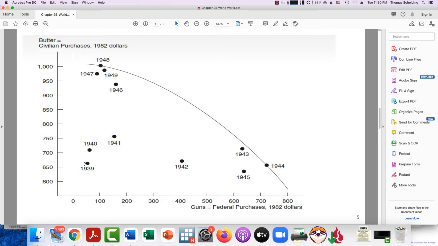And then what you start to see by 1942, when the U.S. is now ramping up to fight the war, is it's pushing the economy closer to the frontier, and it's almost all in the direction of war goods. 1943, now even closer. 1944, at capacity.